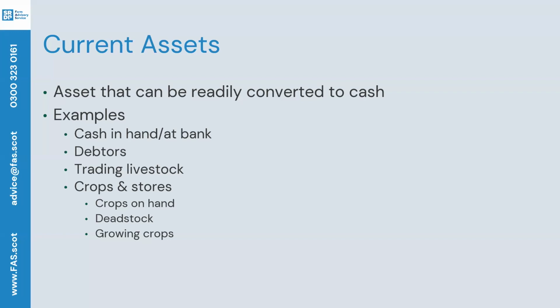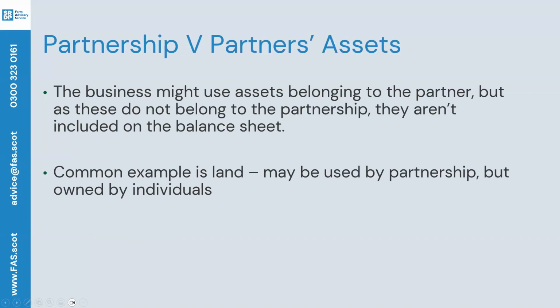A quick note to make on assets, just when we are there, is the difference between partnership assets and personal assets. So it's quite common that in a farming partnership, the business might be run as a partnership, but the actual land itself might be owned by individuals. That's a really common thing to happen.